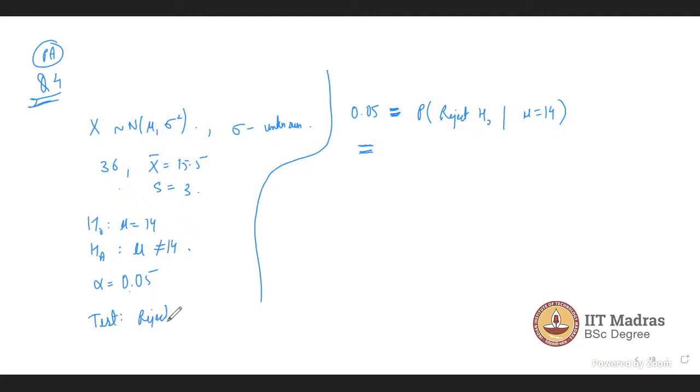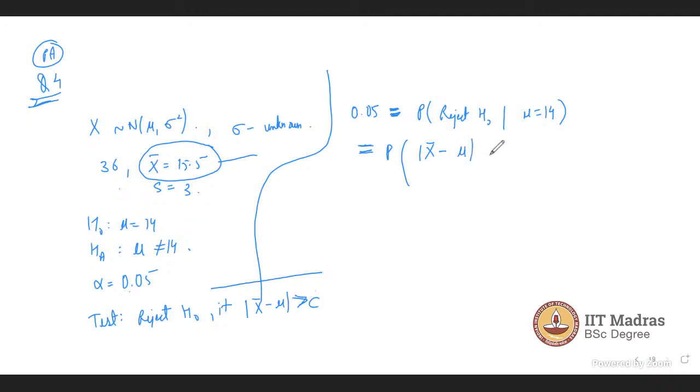Test is reject H naught: mod of X bar minus mu is greater than C, right? So the probability that... is the test given in the question itself, or no, it is not given in the question. So X bar has been observed. Okay. Whenever mu is not equal to some constant, then we have to take this kind of test. Yeah. Okay. So mod of X bar minus mu greater than C, given mu equals 14.